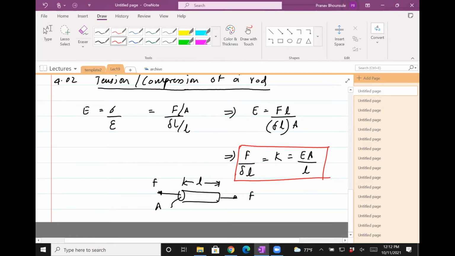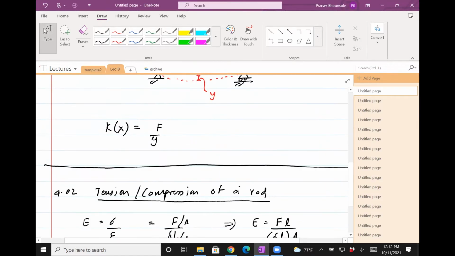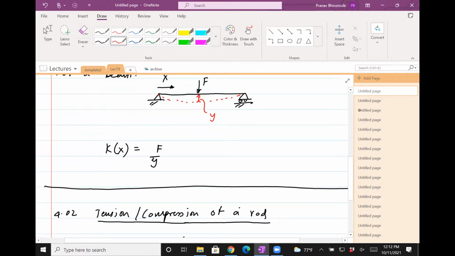E is a constant, the cross-section area A is constant, length is constant. Now, sometimes if you have a tapering shaft, then A is going to change, but that's fine. For a particular section, it's constant. Just like it is for the beam, where it's going to be a function of X.